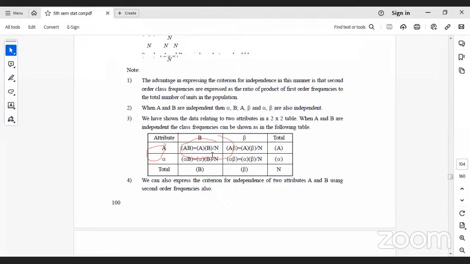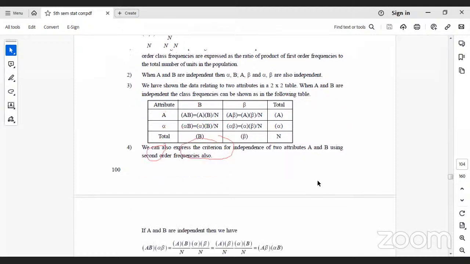So AB by N or A beta by N, that is also equal to A. Alpha B is equal to alpha B by N and alpha beta by N, this is alpha by N. So there is no change in the totals of the rows and columns. When we can express the criterion of independence of the two attributes A, B using the second order frequency, we can do the same here for the frequencies also.